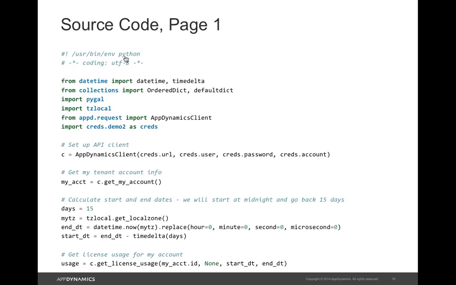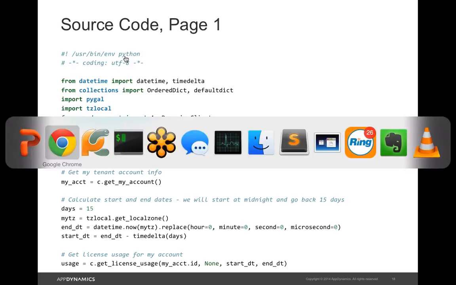This looks complicated, but hopefully if you've kept up with me to this point, it's not a surprise. So we create our AppDynamics client. In order to get license usage, we need to know what account we're talking about, so I need to get my account. And then the next section just calculates the start and end dates. I want 15 days worth of usage. I figure out that the end date of the report was midnight as of today, and the start date is 15 days before that. Then I use my client to just call get license usage from my account.